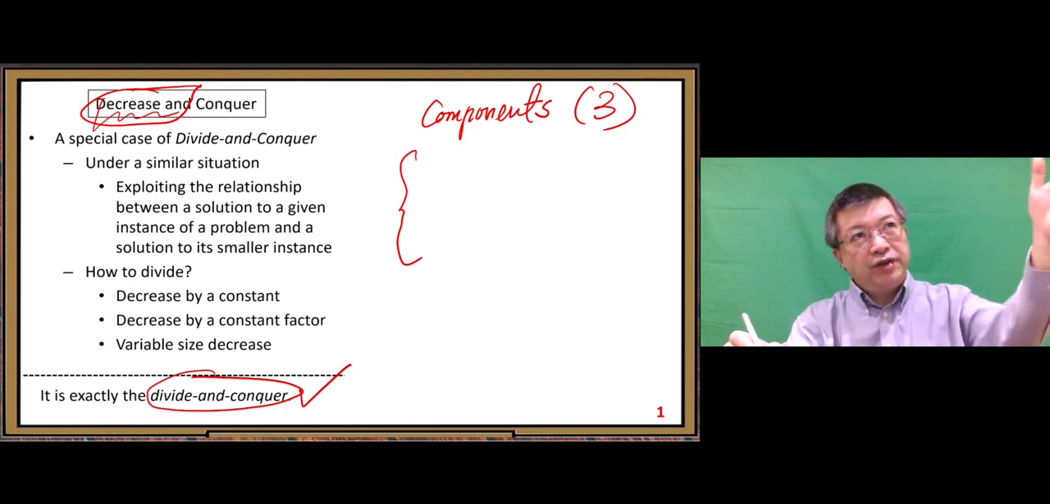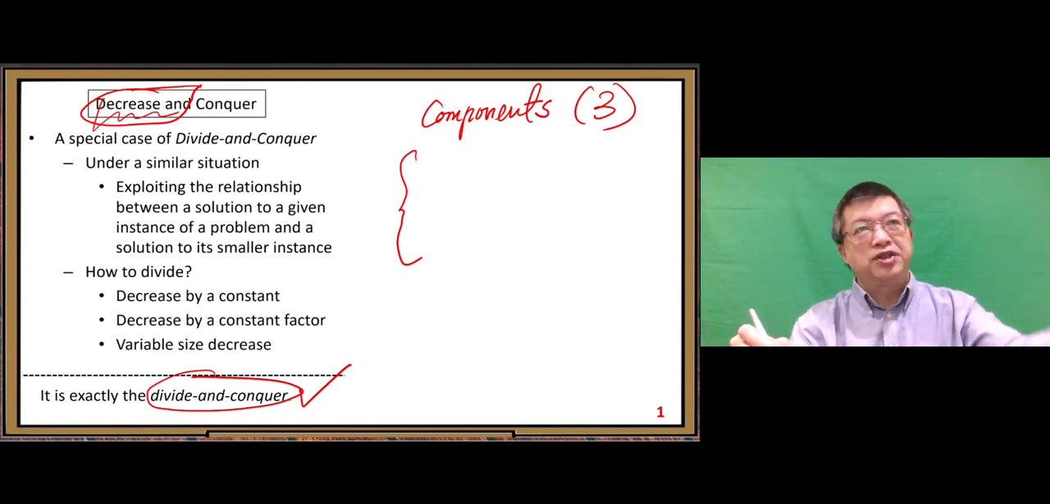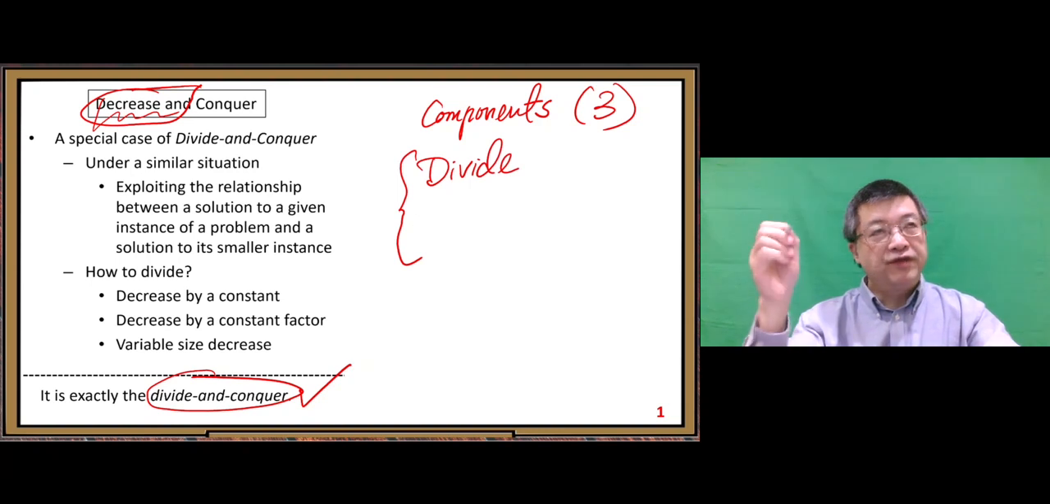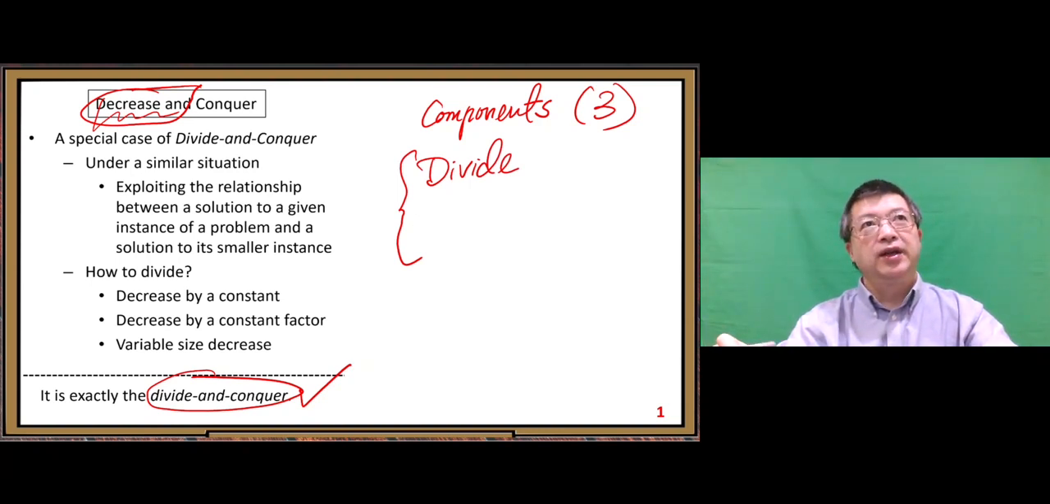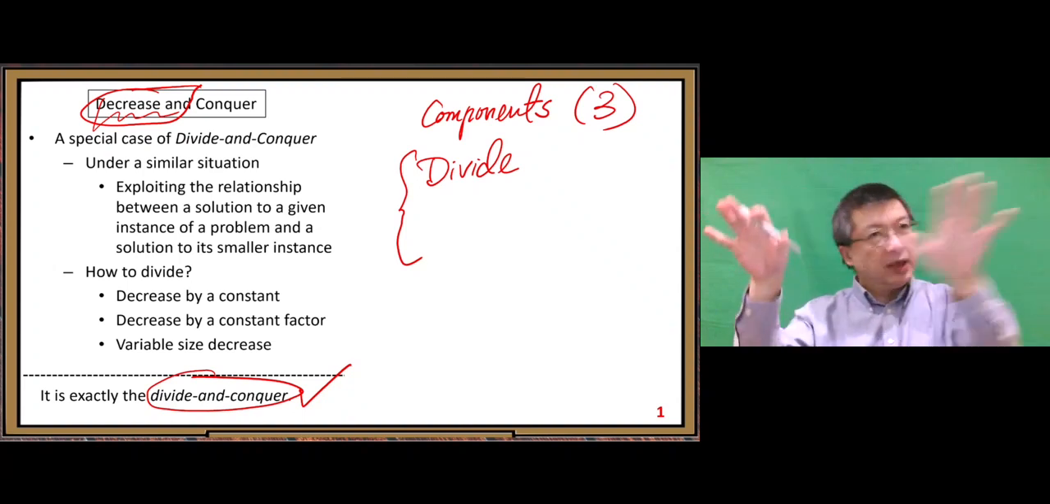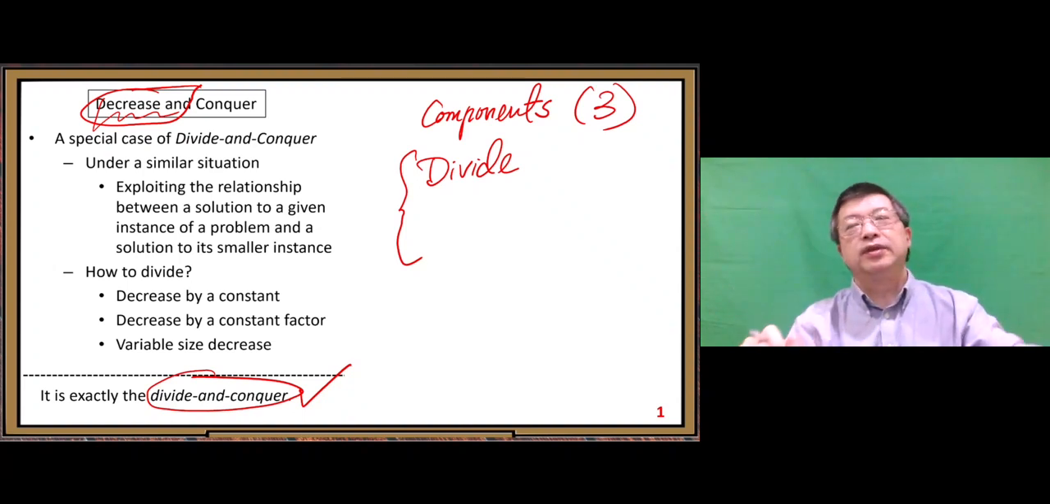Divide and conquer, the first thing you need to do is the divide step, right? Very natural. So divide step. That's the first component. You need to do some work on how to divide.